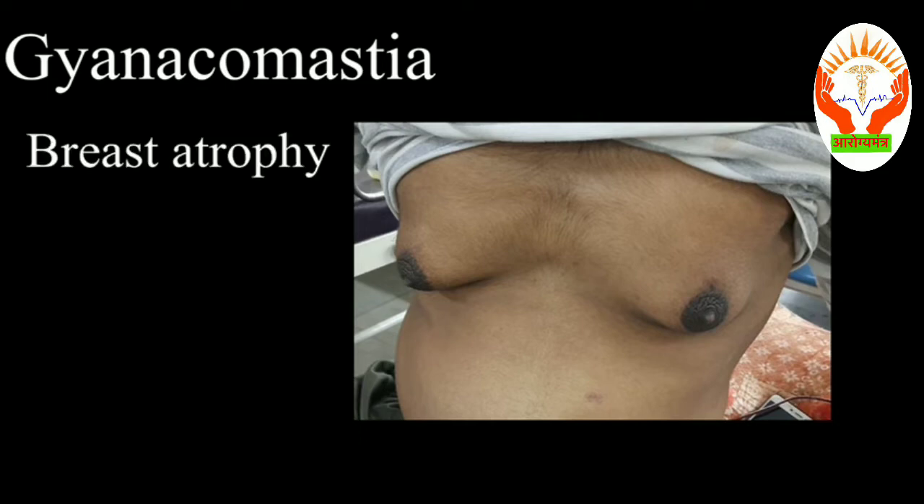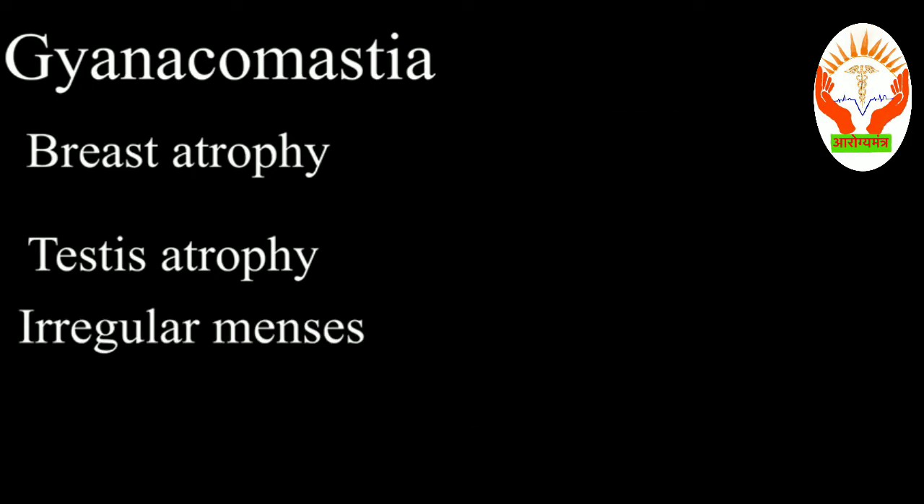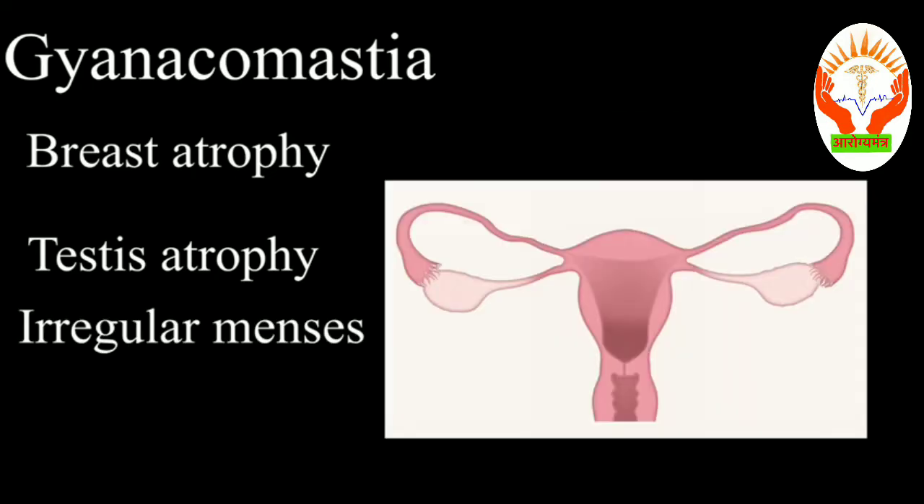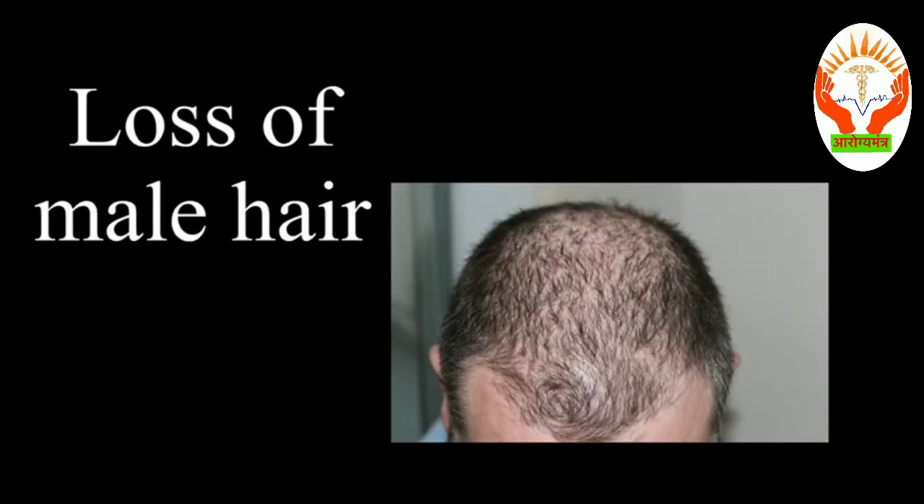In a female patient, there is atrophy of the breast, and due to excess estrogen in a male patient there is also atrophy of the testes. And a female patient gives a history of irregular menses due to this extra estrogen. By carefully looking, we come to know that male pattern hair in the patient is also lost.